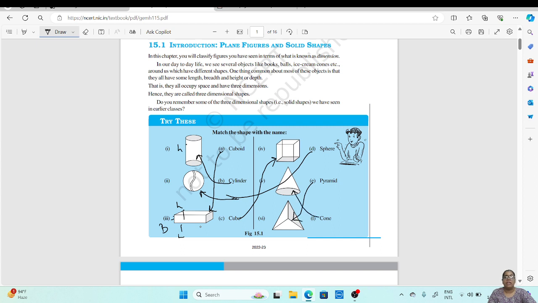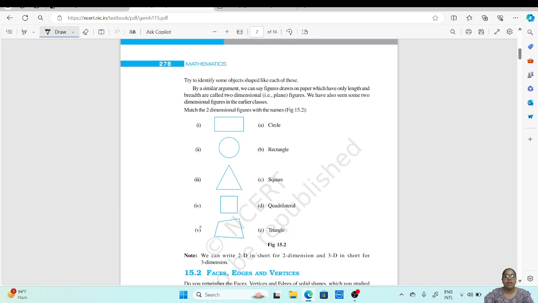So here we have seen the three-dimensional objects, and we now know how the three-dimensional shapes of two-dimensional shapes look. So this was about three-dimensional shapes. Now let us see how the shapes of three dimensions look in two dimensions, that is, when they have only length and breadth.